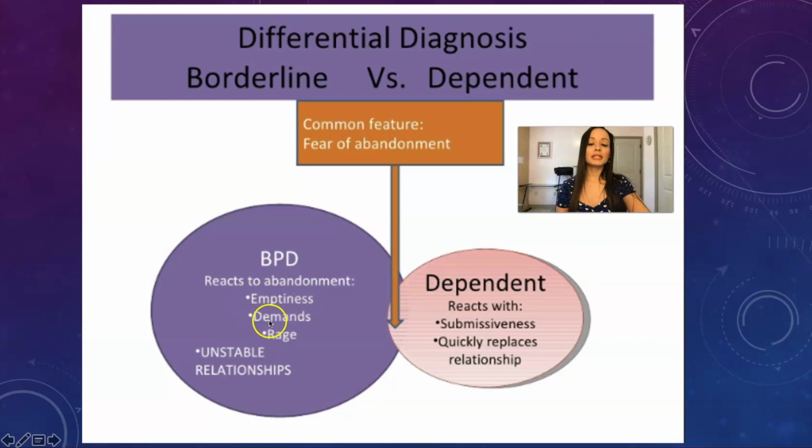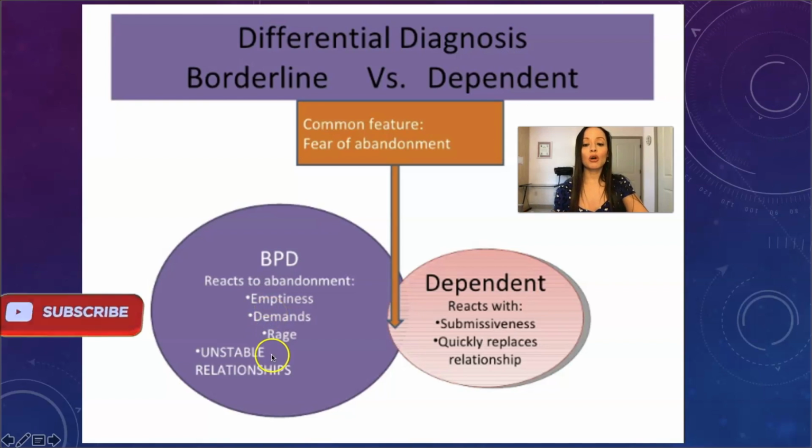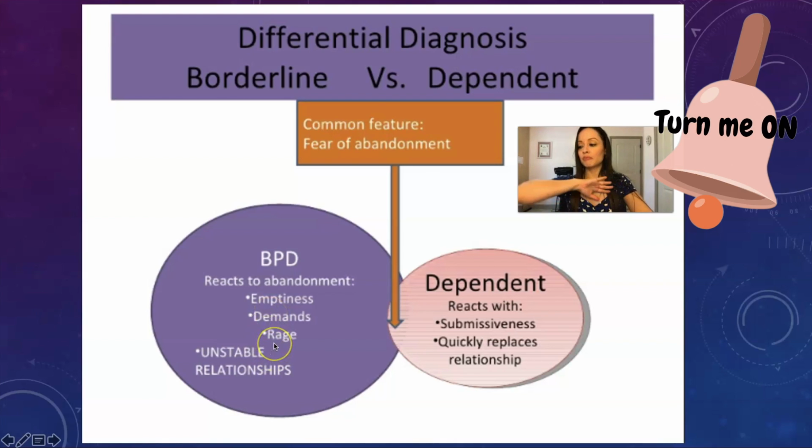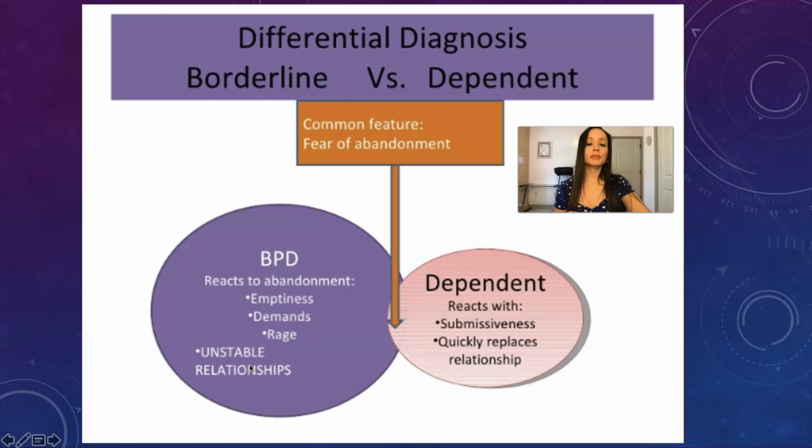So borderline personality disorder, how do they react to abandonment? With feelings of emptiness, demands. If you leave me, I'm going to kill myself. Rage, right? Destroying property, destroying a car, burning a house down. They have unstable relationships. They're in a relationship one day, they're out, then they're back together, then it's just chaotic.